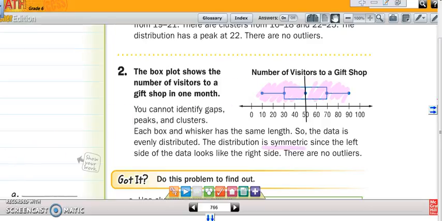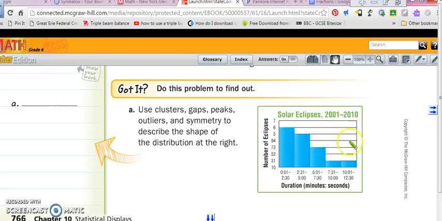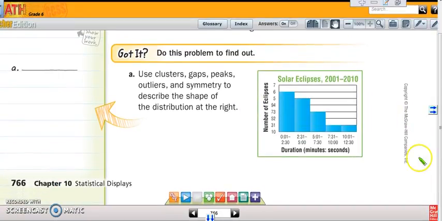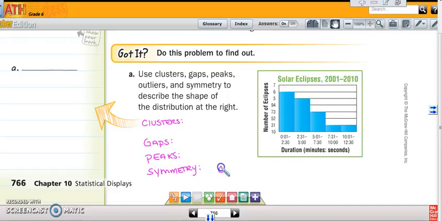So this is a histogram. I'm going to do this one with you. So cluster, gaps, peaks. They also want us to talk about outliers and symmetry.